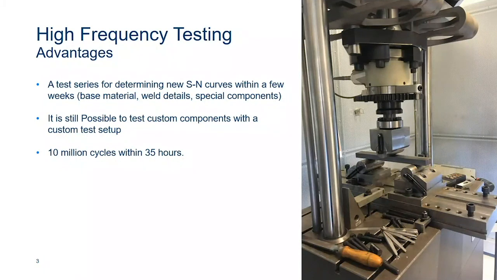But if we get back to the test frequency, you could say that at 80 Hertz, you can test 10 million cycles within 35 hours. And 10 million cycles is usually what is specified as the runout when we are doing fatigue tests of welded components, where we stop the test if it hasn't fractured before.